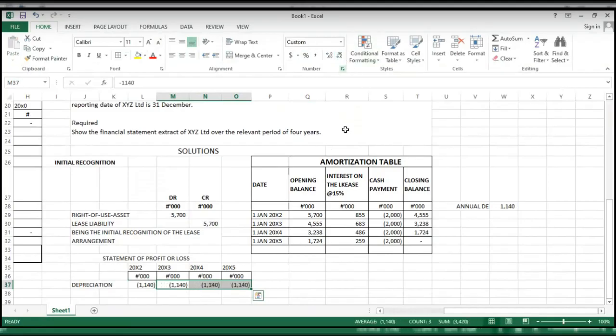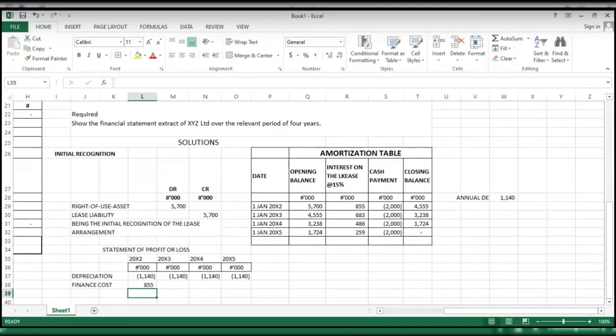Then we have interest. So we call it finance cost. And what's going to be the finance cost? All these interest expenses for each year will be put into this place. So this comes here. This comes here. This comes here. This comes here. And this comes here as interest expense. They are also supposed to be in brackets. These are the information that will affect the profit or loss account as far as this transaction is concerned.